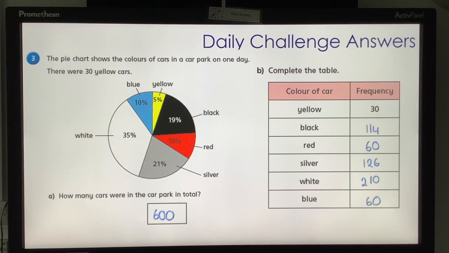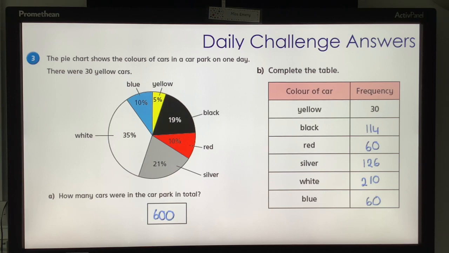Now this one was a little bit trickier, but if you know that there were 30 yellow cars for 5%, then you know that 10% is 60, because if 5% is 30, then you double 5% to get to 10%, so you double 30 to get to 60. Brilliant, you've now got 10%. 10% is 60. Now all you need to do is times that by 10 to get 100%, because 10 times 10 is 100, so 60 times 10 would be 600. So your overall 100% is 600, and you know all of that because your 5% was 30.